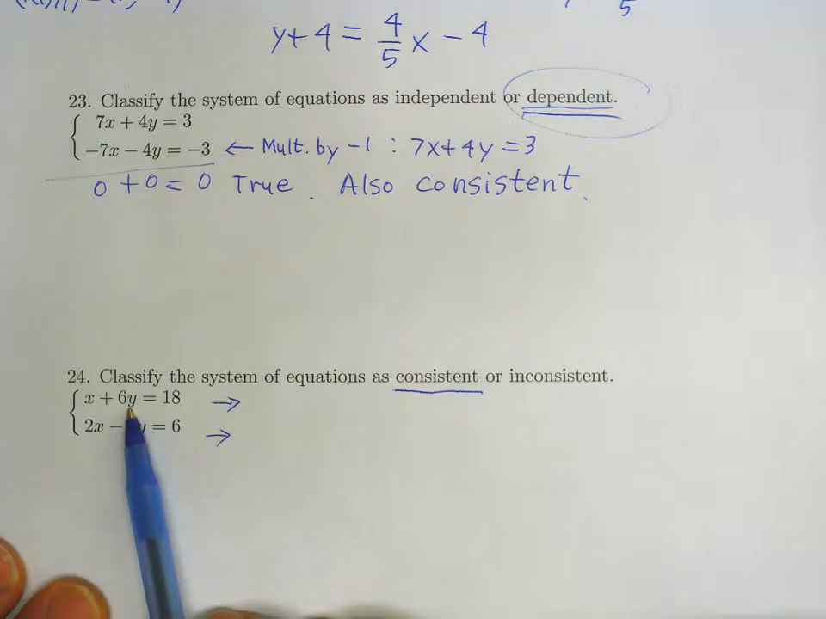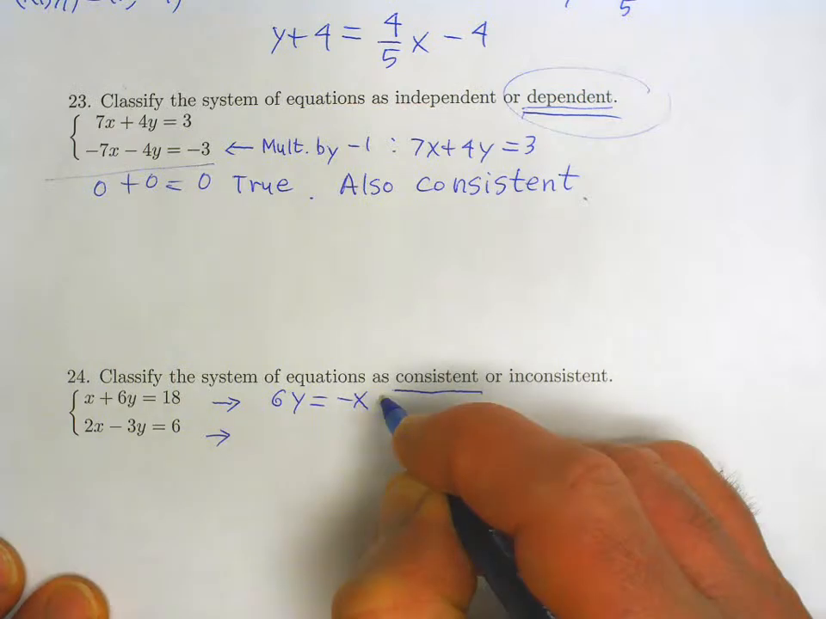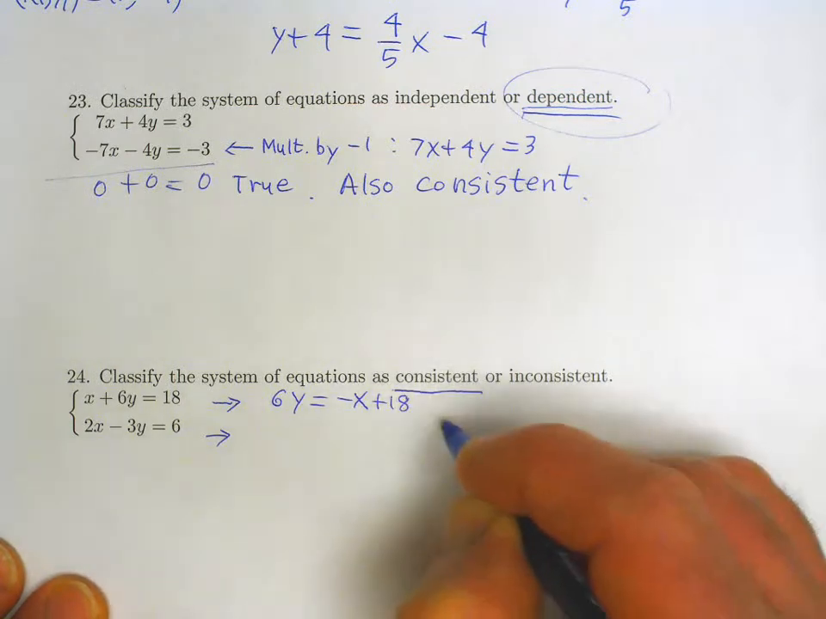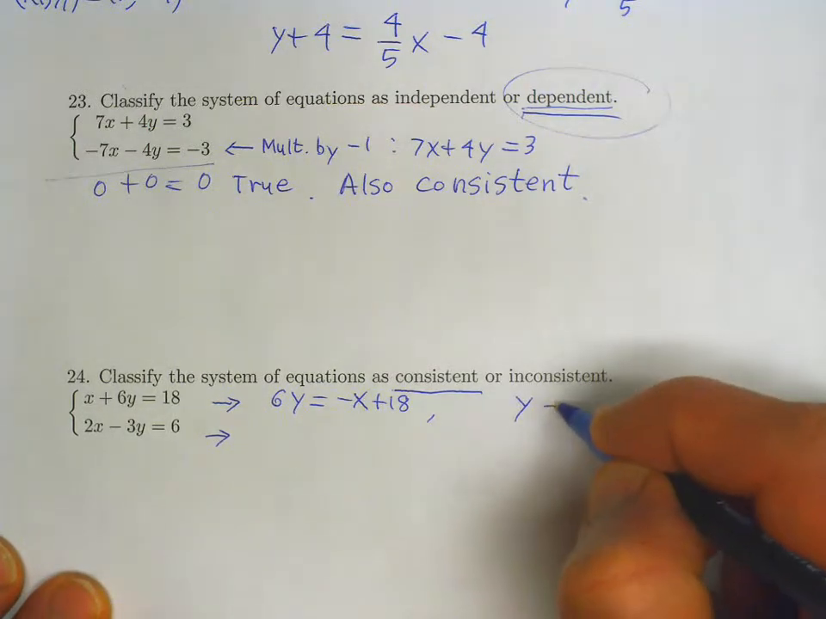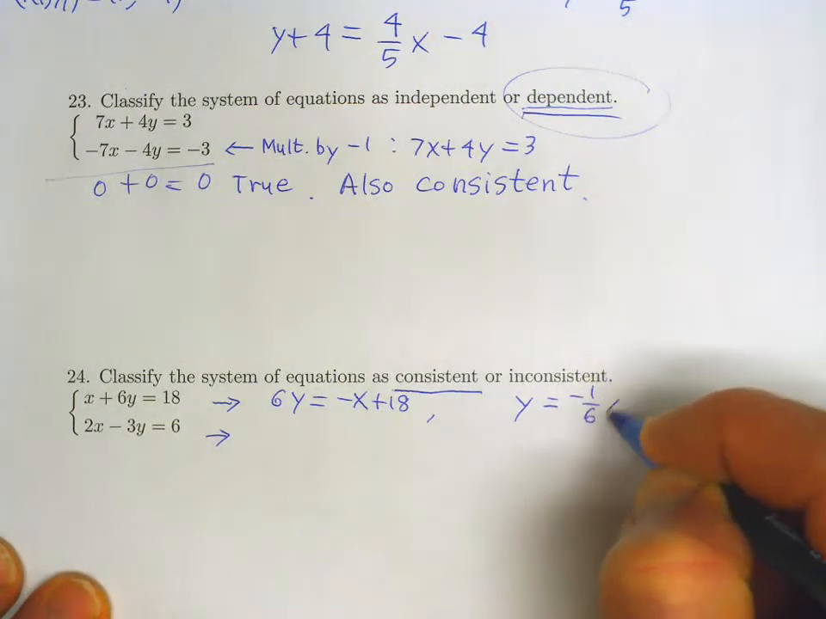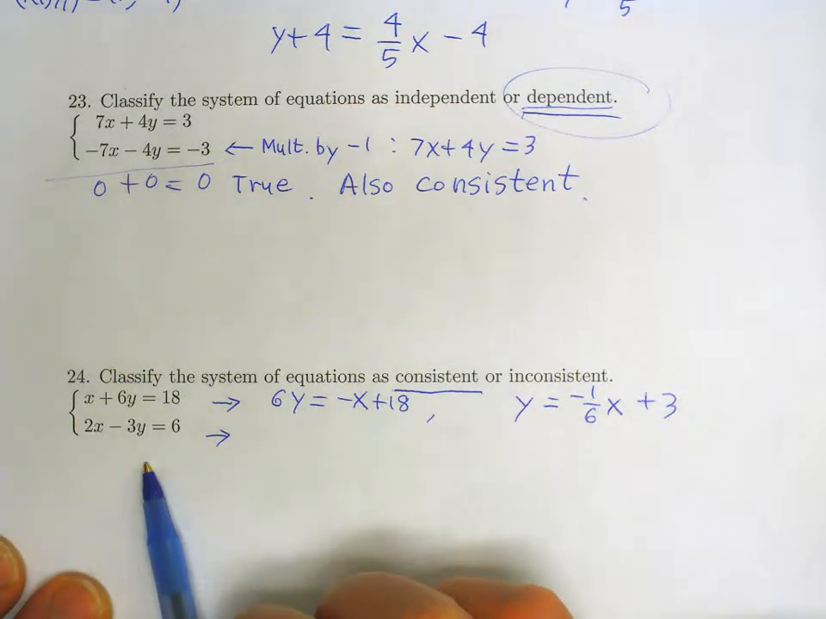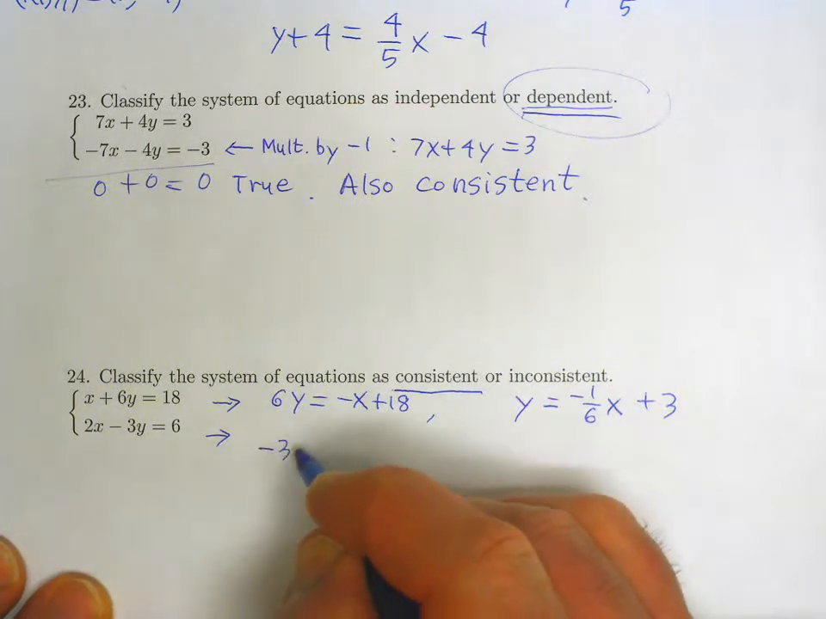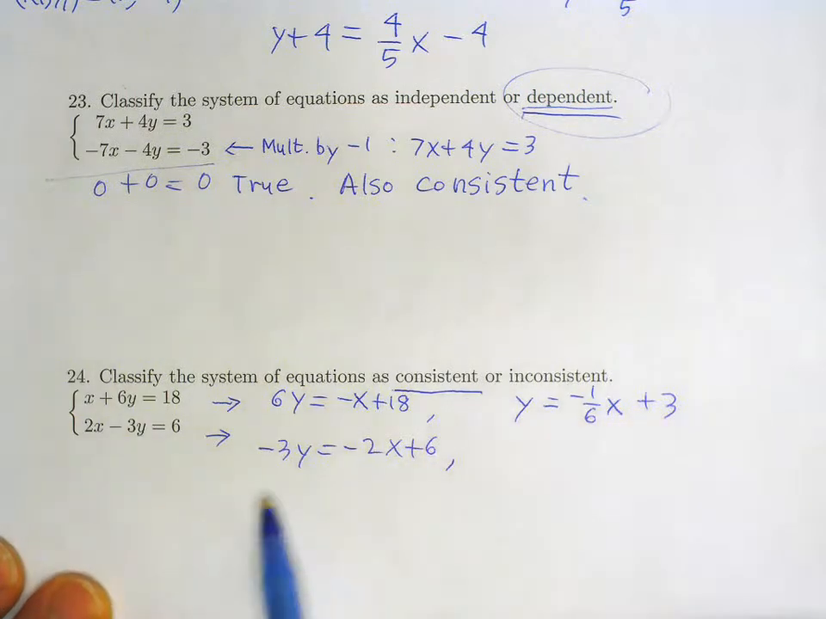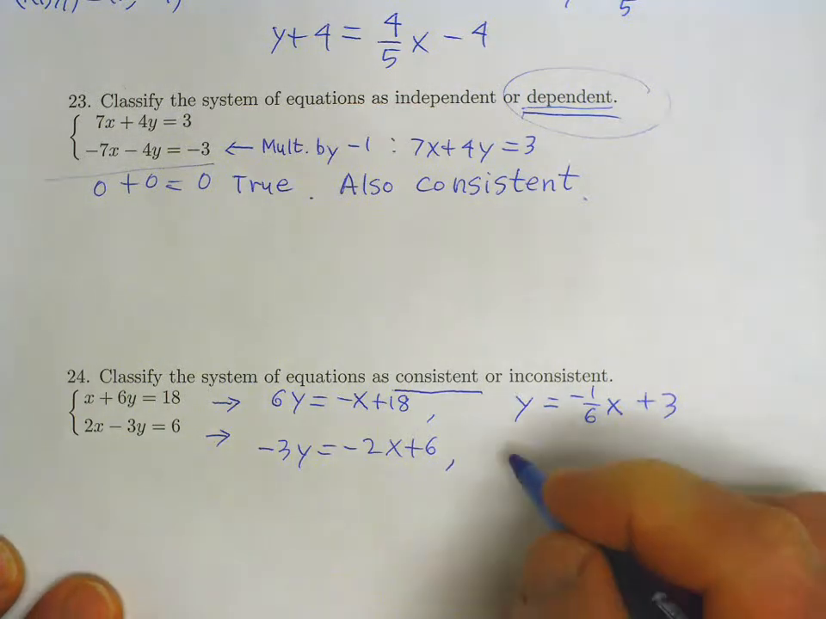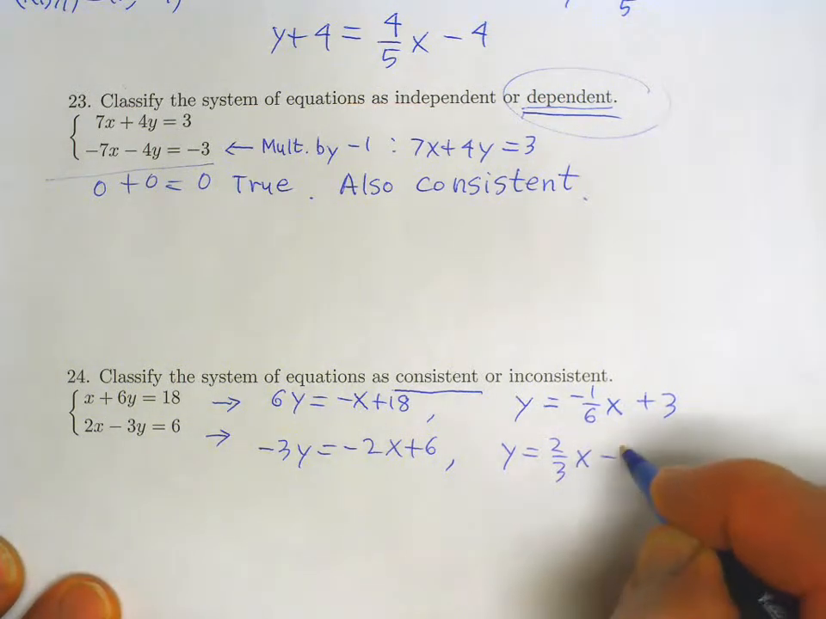So solve the top equation for y. First, subtract x from both sides. And then divide every term on both sides by 6, so you get y equals negative 1/6 x plus 3. Solve the bottom equation for y. So first subtract 2x from both sides, and then divide every term on both sides by negative 3. You get y equals positive 2/3 x minus 2.